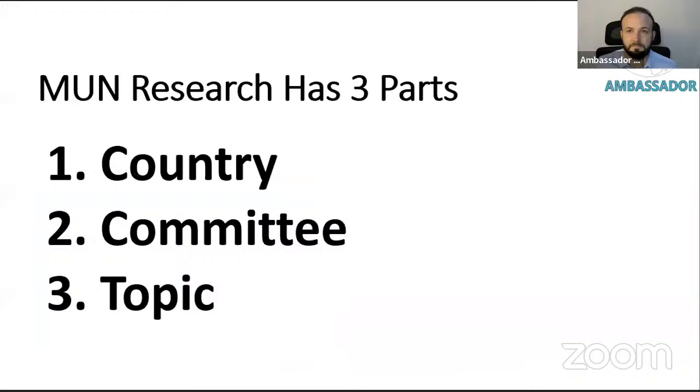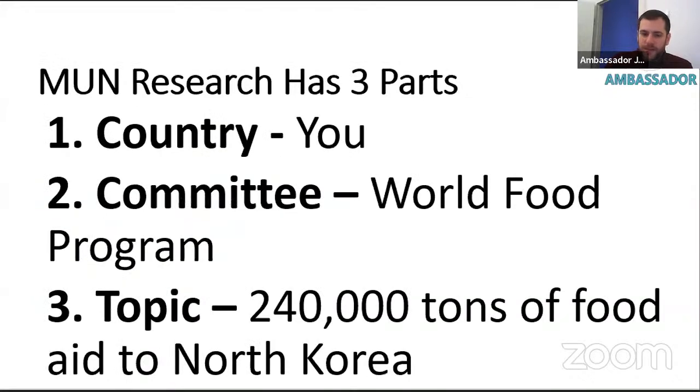MUN research has three parts: country, committee, and topic. When we get really into it, the country has a lot of specific policies and specific interests depending on what type of government they have. But in a classroom setting, we don't need to hold people too particular to the country. The committee is what we're talking about. Is it the food committee, the health committee, the space committee?